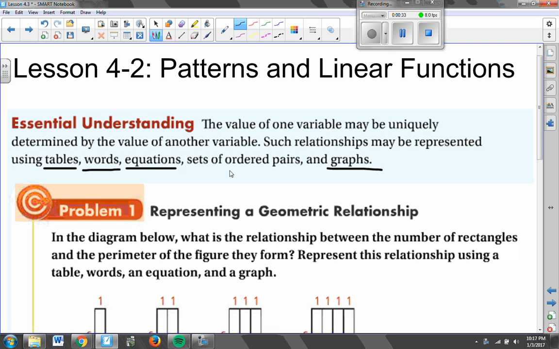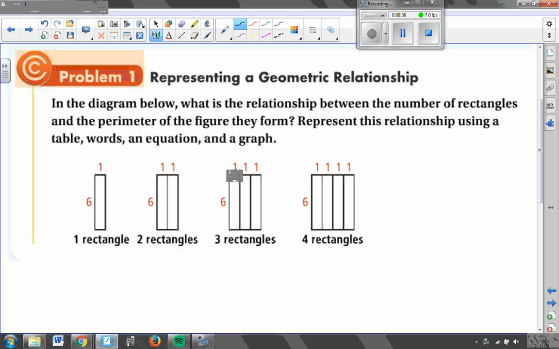We have this problem here where they're giving us a relationship that they want us to represent. In the diagram below, they show us rectangles, and they ask us to talk about the relationship between the number of rectangles in the image and the perimeter of the figure that they form. In this rectangle, this side is 6, which makes this side also 6. The top is 1, which makes the bottom also 1. So the perimeter here is actually 14.